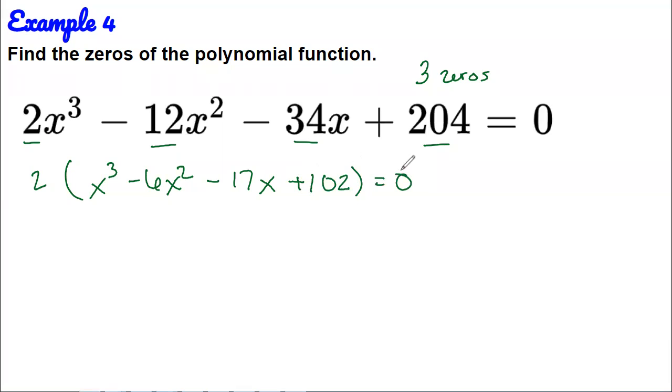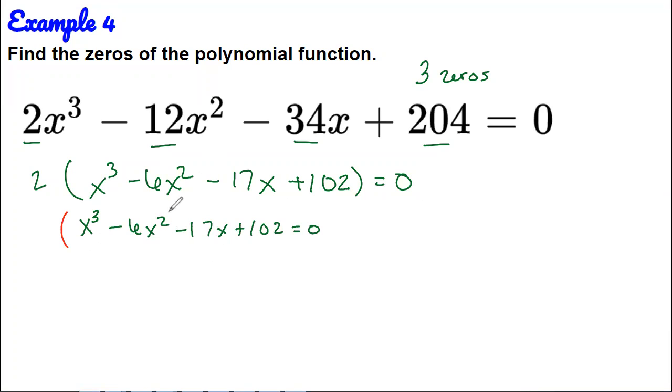All right. From here, I know whatever this factor would be, if it equals 0, whenever I multiply by 2, it should be 0. So I'm going to go ahead and not drop the 0, but divide both the left side and right side by 2. So I'm only left with x to the power of 3 minus 6x squared minus 17x plus 102 equals 0. So I'm only interested when this polynomial is equal to 0. Now we could use the m over n. You can, but let's go ahead and group it.